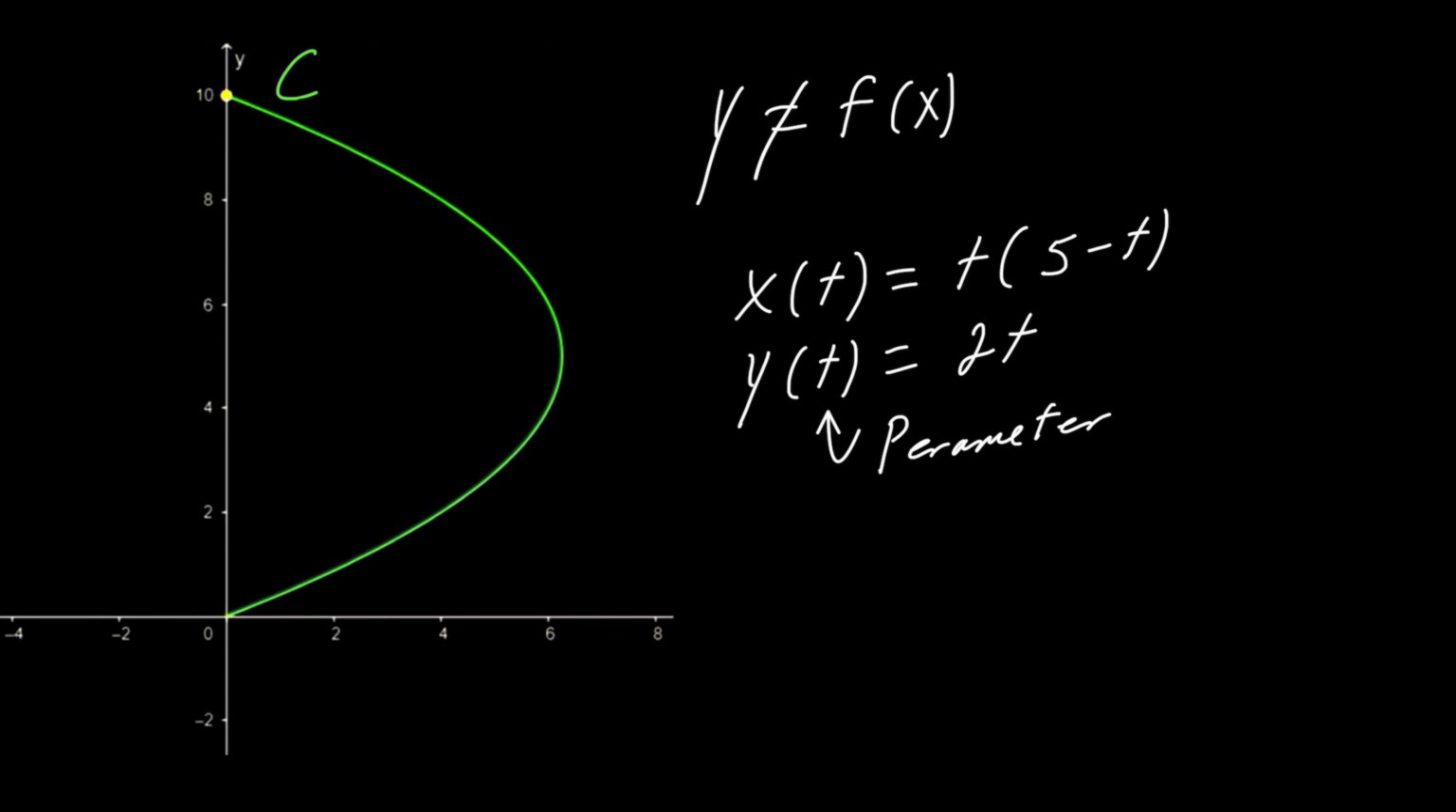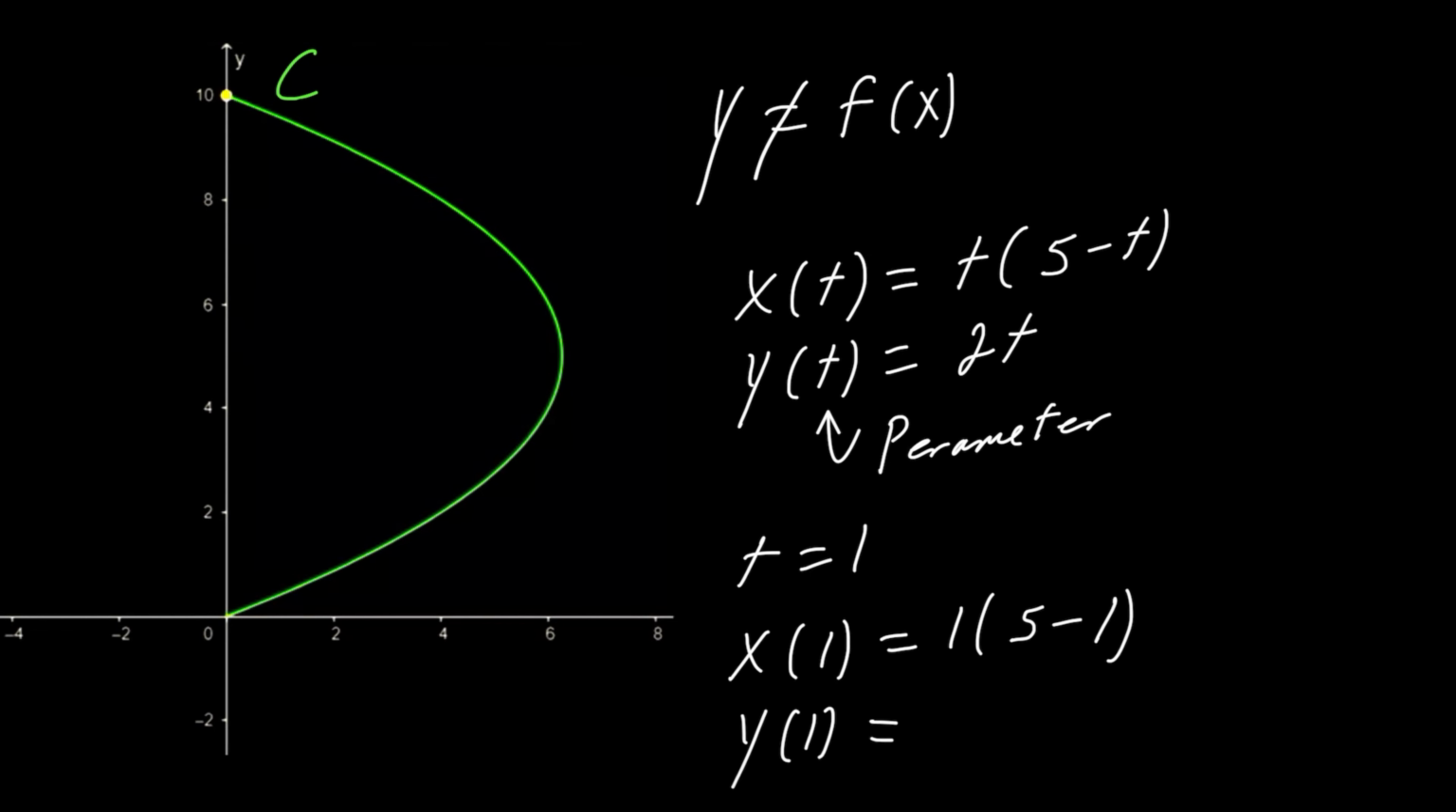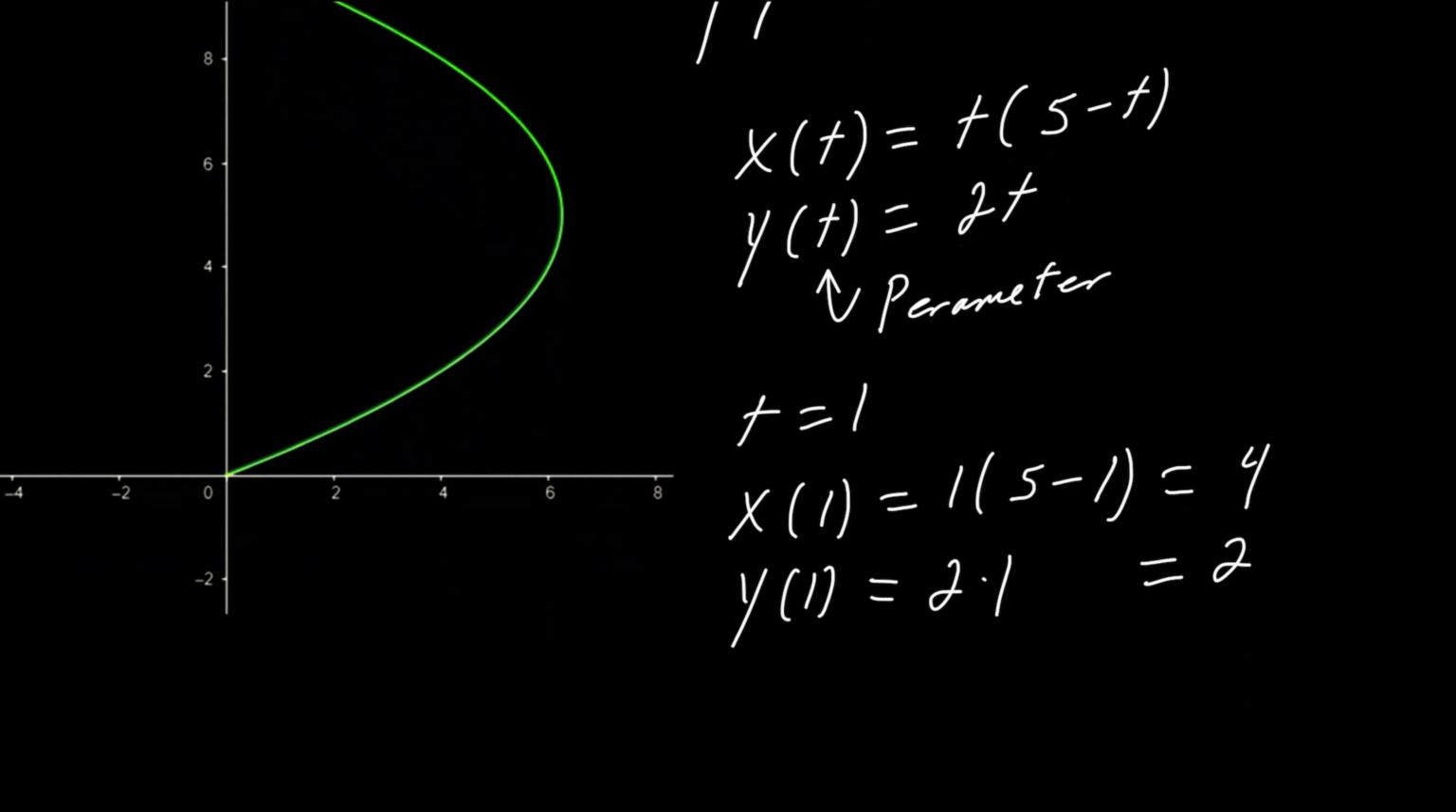Now let's go ahead and plug in a value for t. Let's make t equal 1. So t equals 1, all right? So we would have x of 1 equals 1 times 5 minus 1. And then we have y of 1, which will equal 2 times 1. All right, 5 minus 1 is 4, times 1 is just 4. 2 times 1 is just 2. All right, so we would have an ordered pair, which would be 4, comma, 2.